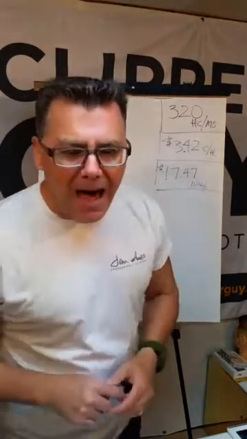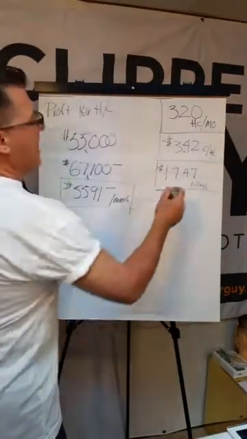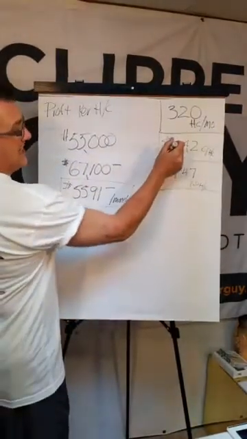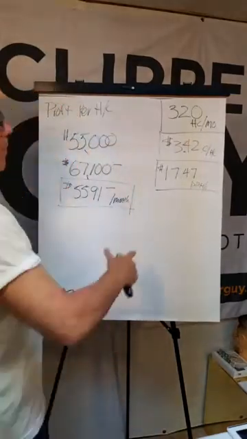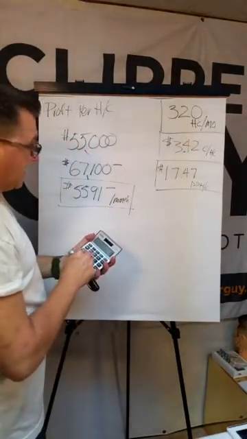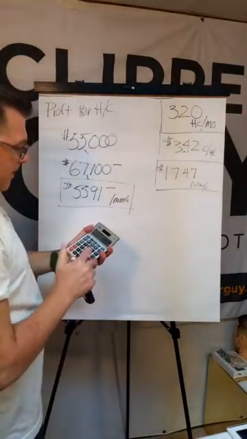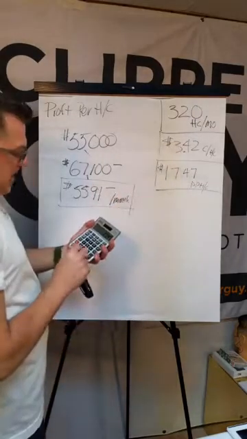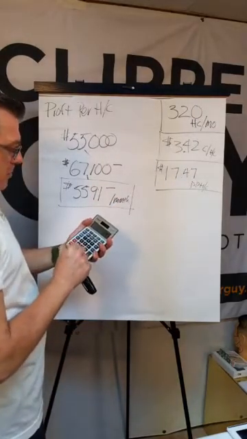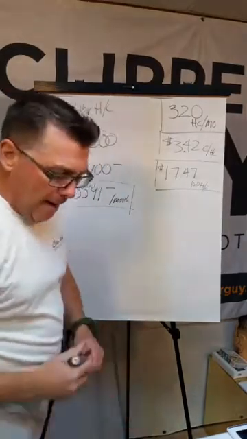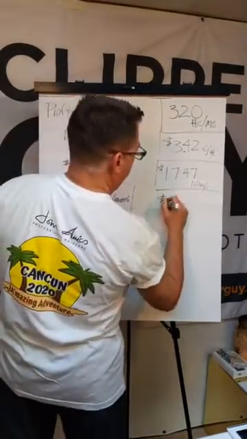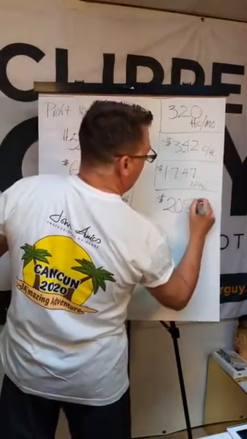Add cost and profit. Madison, bingo. We take this number plus this number. So we're going to take our profit per haircut, 17.47, plus our cost per haircut, 3.42, equals, boom, $20.89.